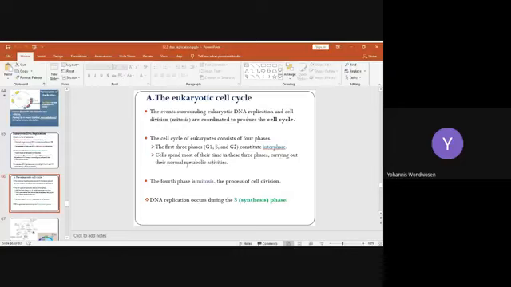In the 4th phase, mitosis, the process of cell division takes place, as you know. In which stage of the cell cycle does DNA replication occur? It occurs in the synthesis or S phase.